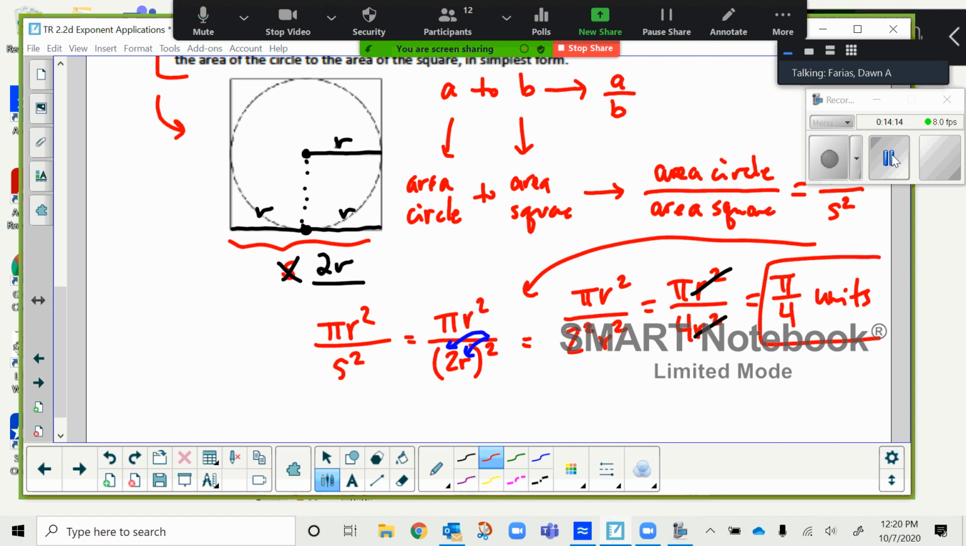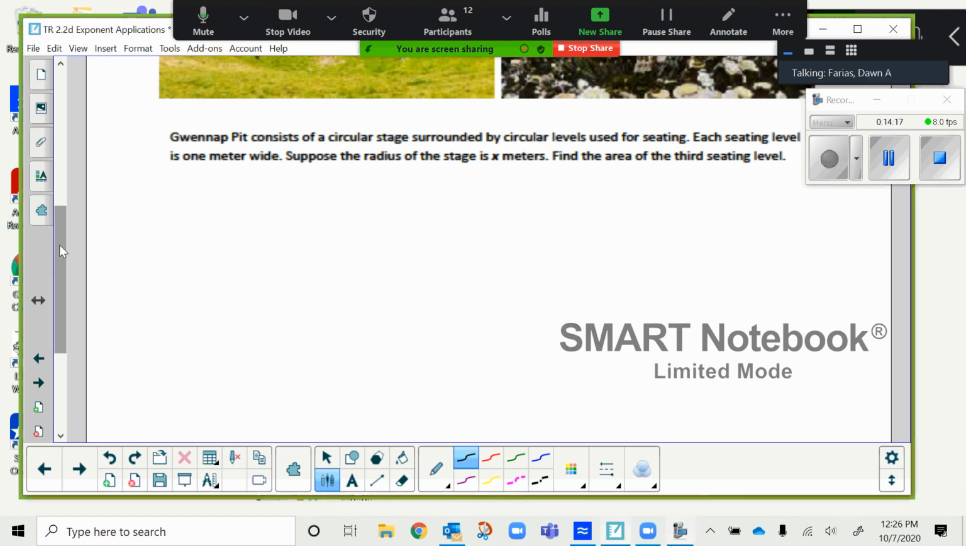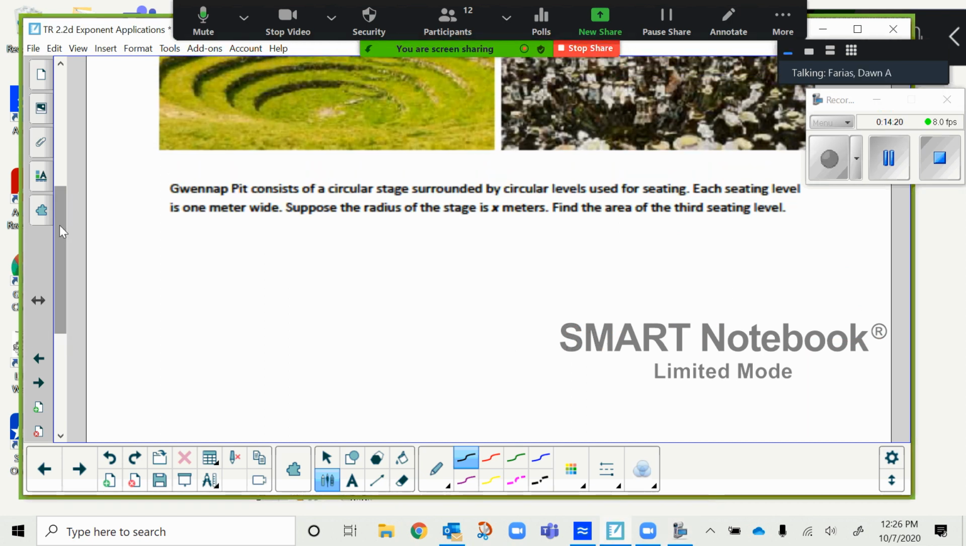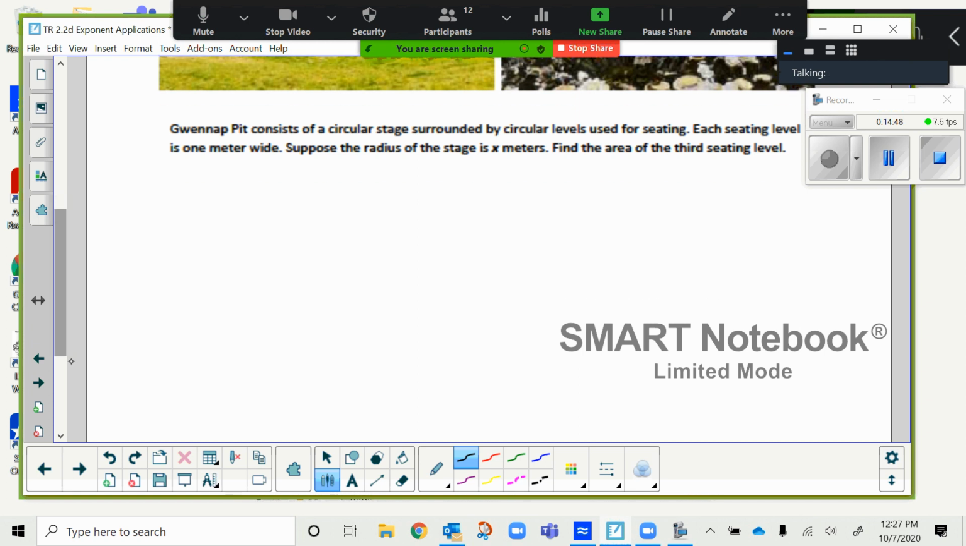Does anybody need the screen up anymore? It says that the Gwinnett Pit consists of a circular stage surrounded by circular levels used for seating. Each seating level is 1 meter wide. And it says, suppose the radius is x. Find the area of the third seating level. So that's a lot of math. You probably stopped listening after about the second sentence, but we're going to put this all together. We're going to first draw a picture of just the innermost circle. Actually, let me do it.